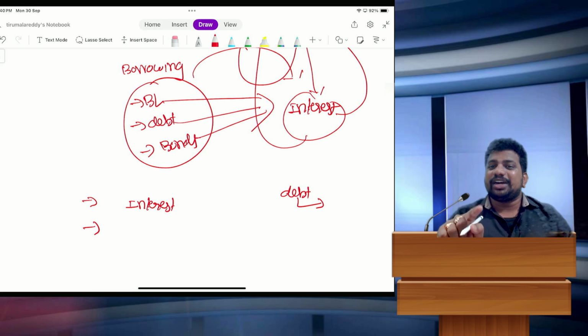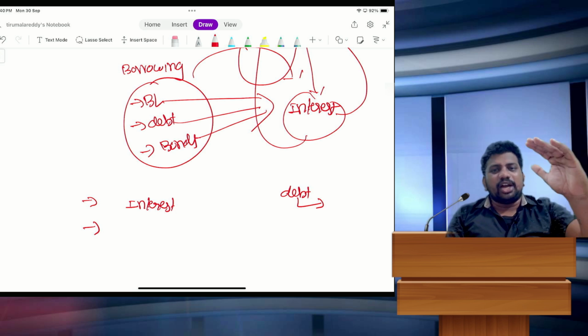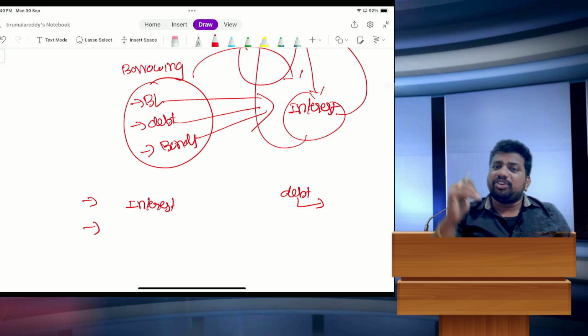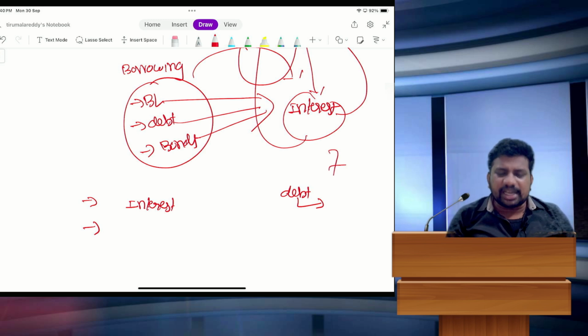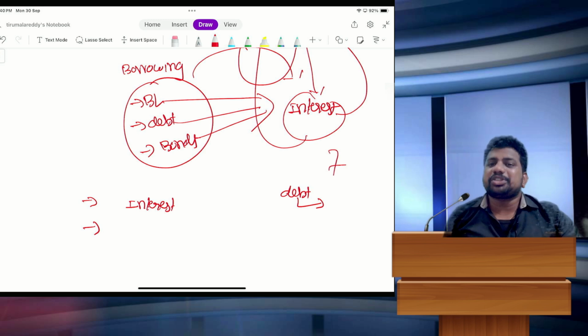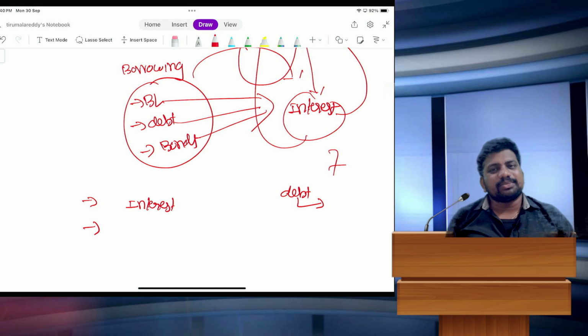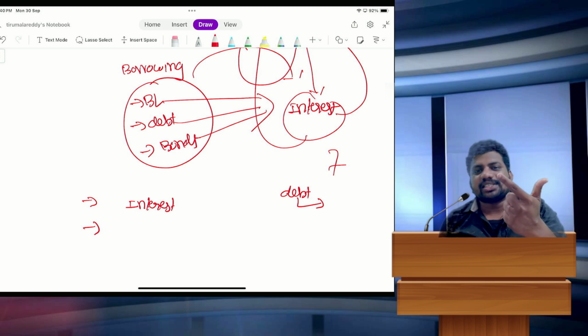Now when I issue debentures at a discount, a 100 rupee debenture I am giving for say 90 or 92, 93. So a 100 rupee face value I am giving for 93. There is some 7 rupees extra cost to me, or 7 rupees loss to me. Is it a cost? Yes. That can also be called borrowing cost. So one point is interest. Second point is discount on issue of debentures.